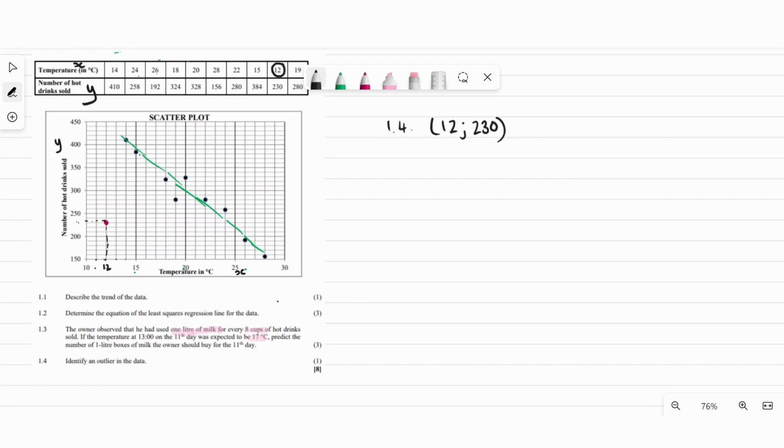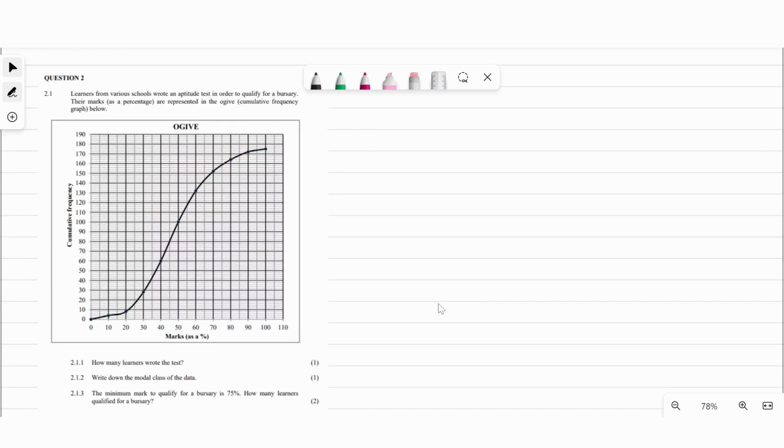So we have identified the outlier. So now let's do question 2. It says learners for various schools wrote an aptitude test in order to qualify for a bursary. The marks as a percentage are presented in the ogive or cumulative frequency graph below. So they give us an ogive.